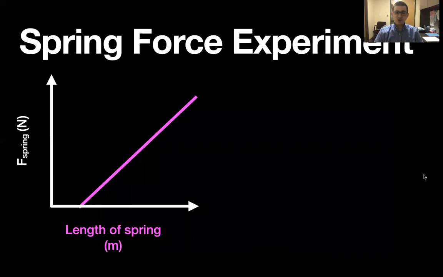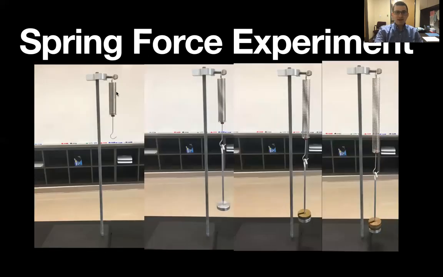If I graph the spring force versus the length of the spring, you'll notice that it has this weird horizontal intercept. I want you to stop and think and explain what is the meaning of that horizontal intercept. And hopefully you got that, well, at the beginning, the spring is not exerting any force.